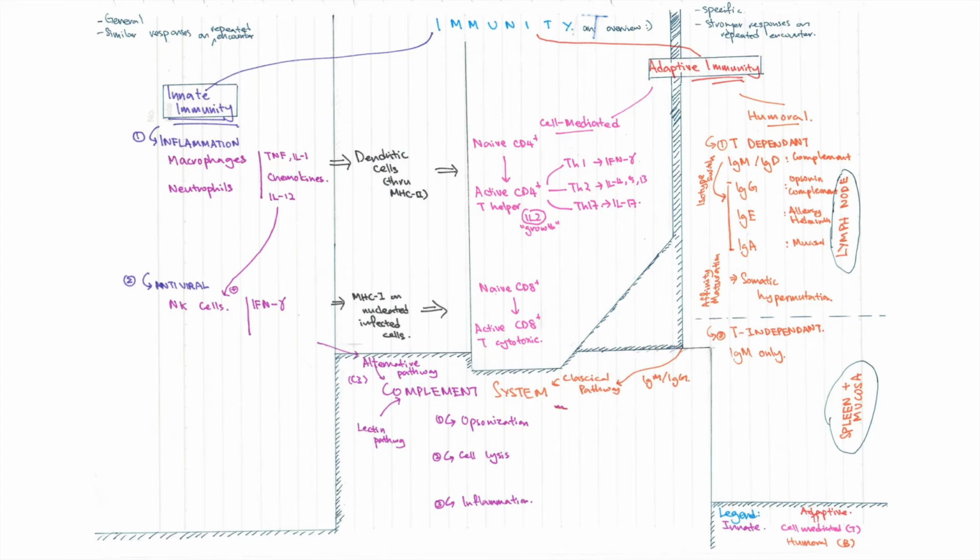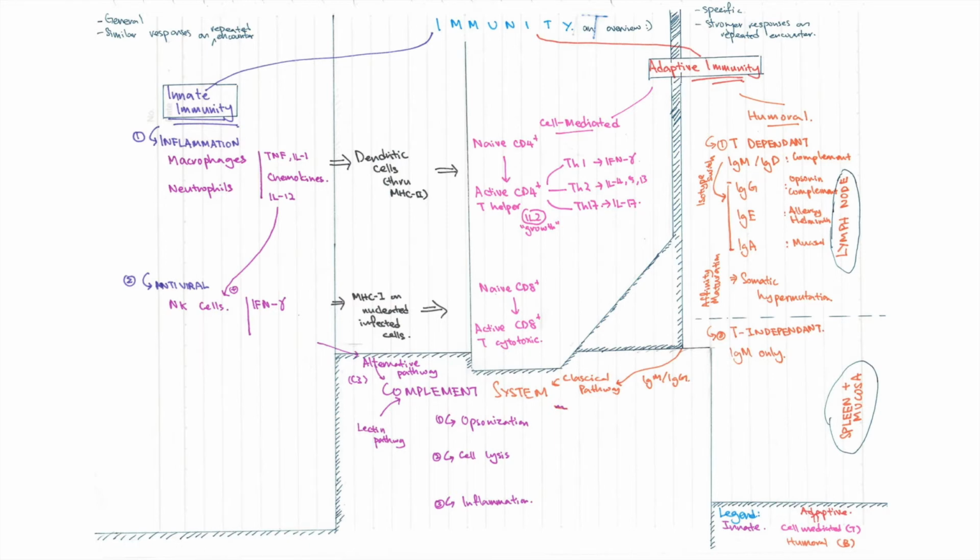So what happens is that the CD8 positive cytotoxic T cells will come and recognize these cells and then kill the cells. So that's the bridge between innate immunity and adaptive immunity. Now when we move into the adaptive immunity part, as I mentioned, there's cell-mediated and humoral. Okay?